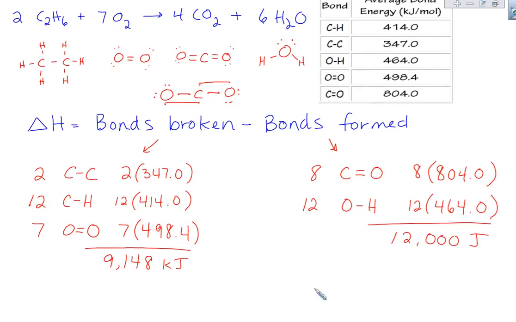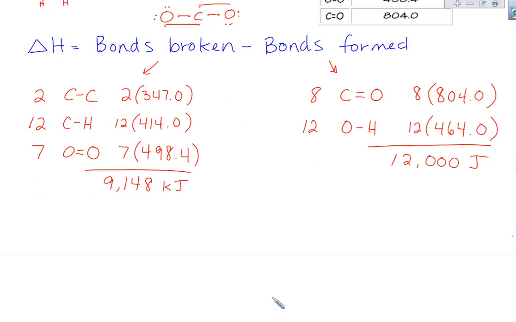Okay, so again, here's kind of what we said. Here's where this equation comes from: bonds broken minus bonds formed. So you're going to have to add energy to break the bonds on the reactant side. So we're going to have to add 9,148 kilojoules to break the bonds on the reactant side.